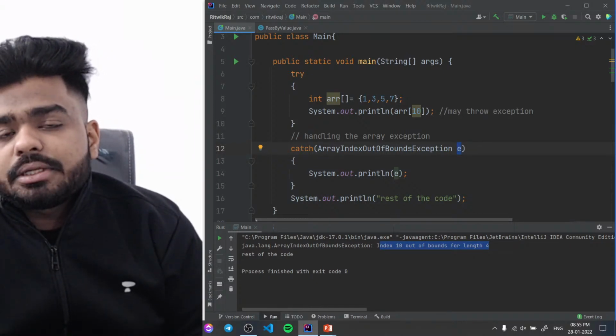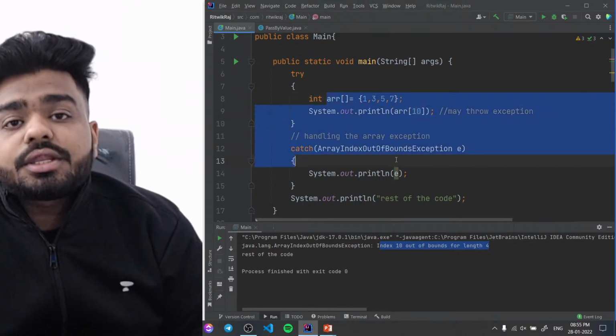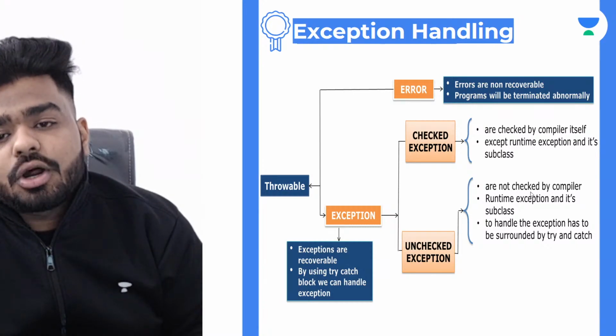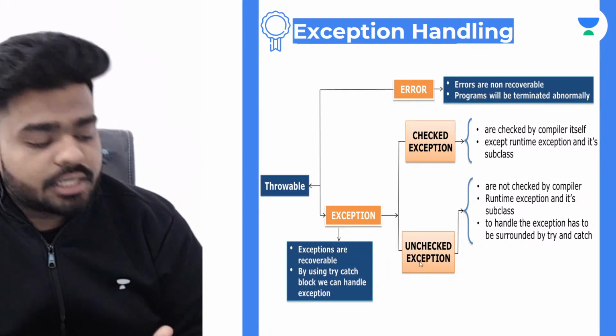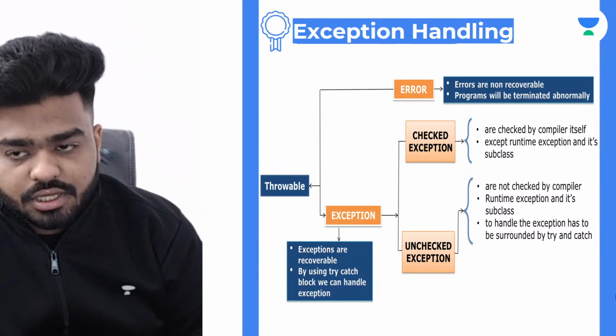Let's try to see an example to handle a checked exception. So this is an unchecked exception. What did we learn? An unchecked exception is not checked by the compiler. These happen at runtime. This has happened in runtime. So now we will see an example of a checked exception. Let's try to see.